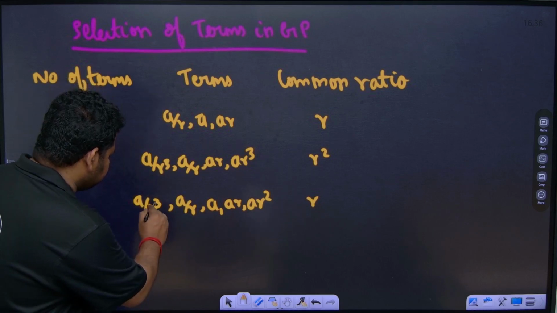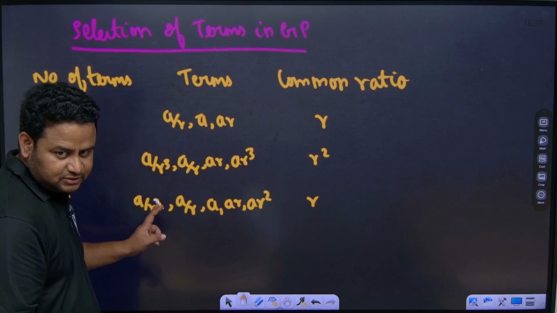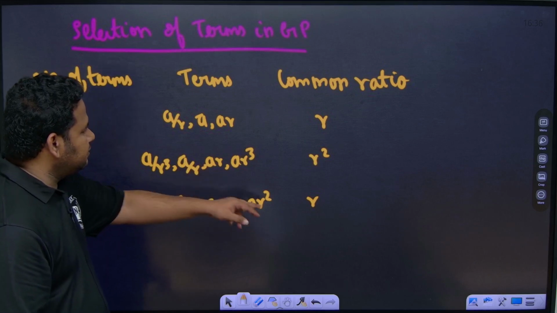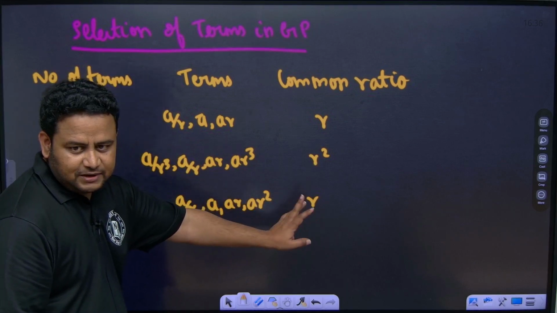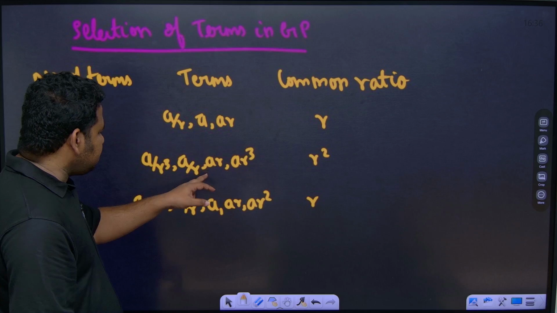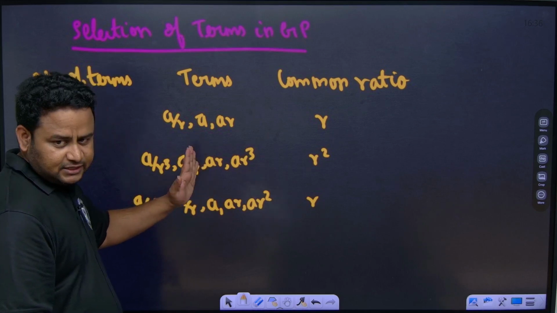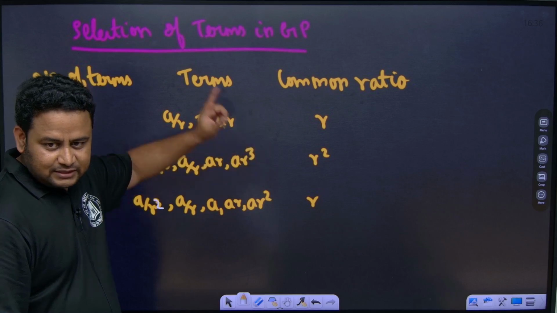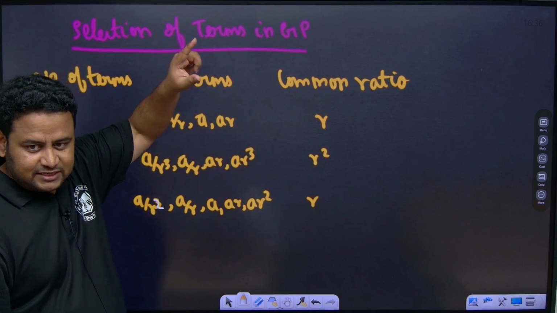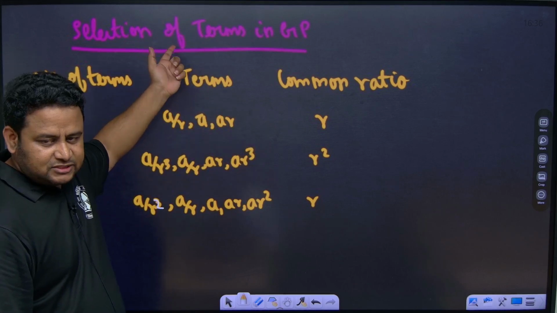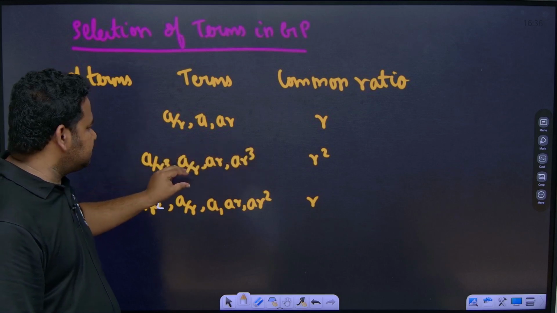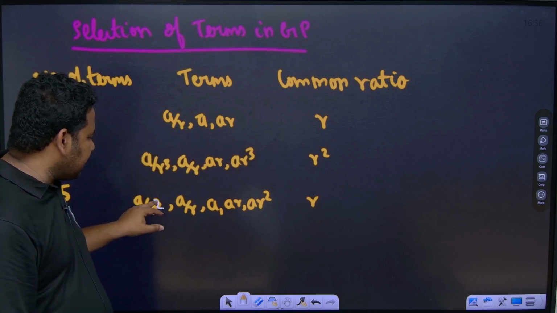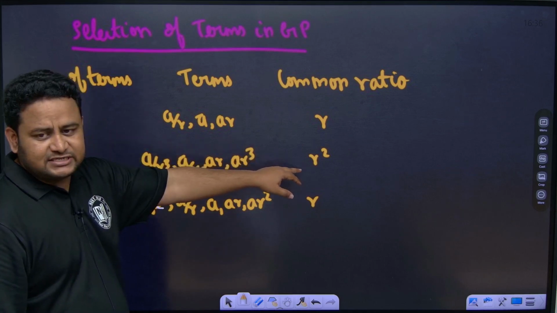Actually it should be R square, not R cube. Here the common difference will be R. Here A won't be there. When it comes to an even number of terms, directly you take AR cube, like there only. A plus D, A plus 3D, A minus D, A minus 3D, like that. AR cube, this is A by R cube. Here R cube will not come, R square. And the common ratio is R.